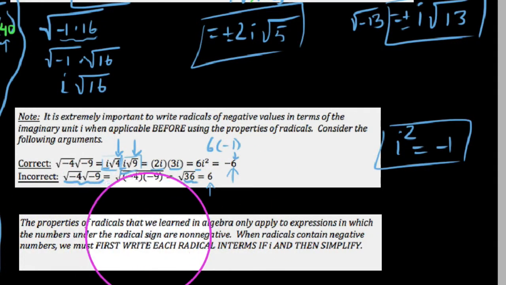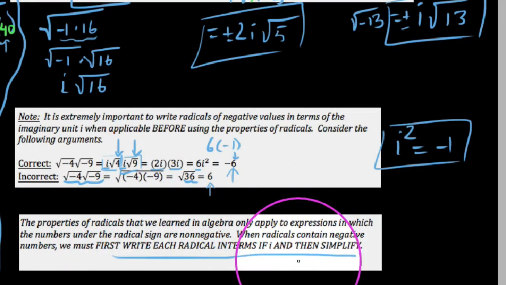So I say the properties of radicals that we learned in algebra only apply to expressions in which the numbers under the radical sign are non-negative, okay? So when we use properties like the square root times the square root, you can just multiply the stuff on the inside and make one giant square root. That only works when the stuff on the inside is not negative. So if you ever have a negative on the inside of a radical, your first job is to rewrite it in terms of i. That is, put an i out front, then make what's on the inside positive, then work with your stuff. Cool.